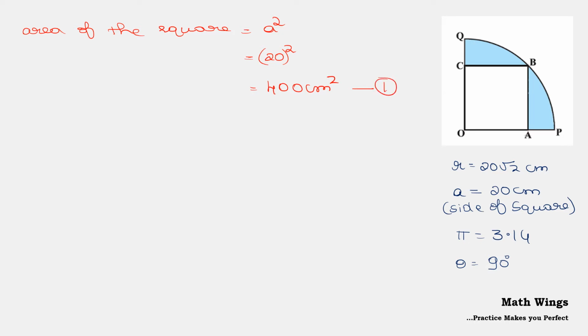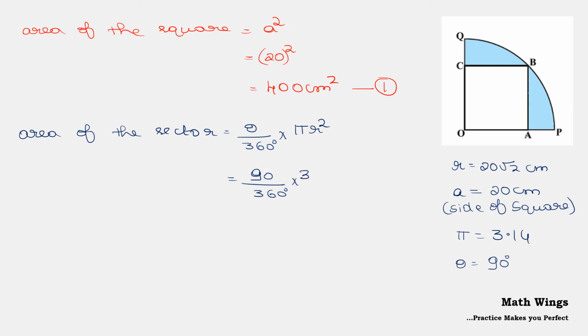What's the next part? The next part is the area of the sector. Area of the sector is equal to theta by 360 degree into pi r square, which is equal to, theta is 90 degree here, so 90 by 360 degree into pi is 3.14 into r, here we got 20 root 2, into 20 root 2. So let us simplify this. 0 and 0 get cancelled.